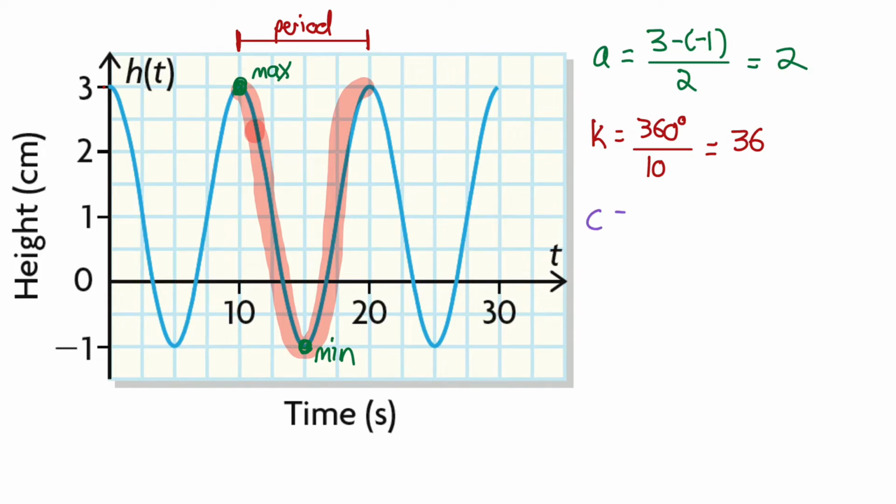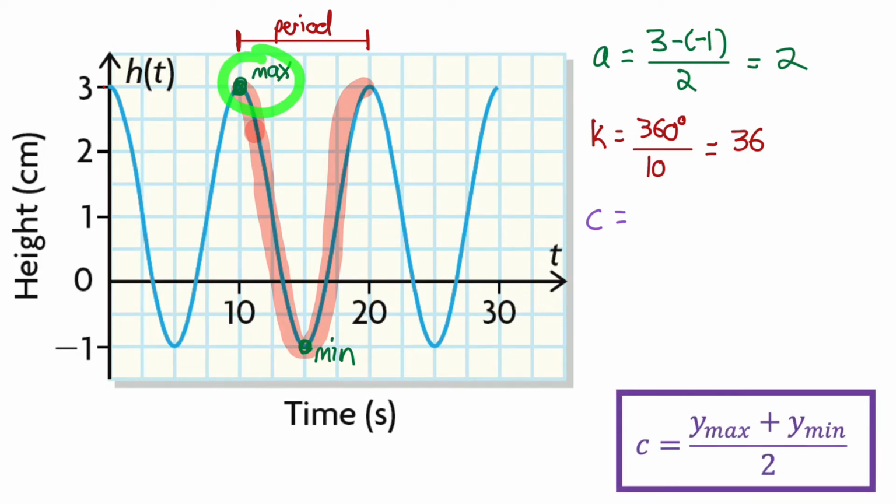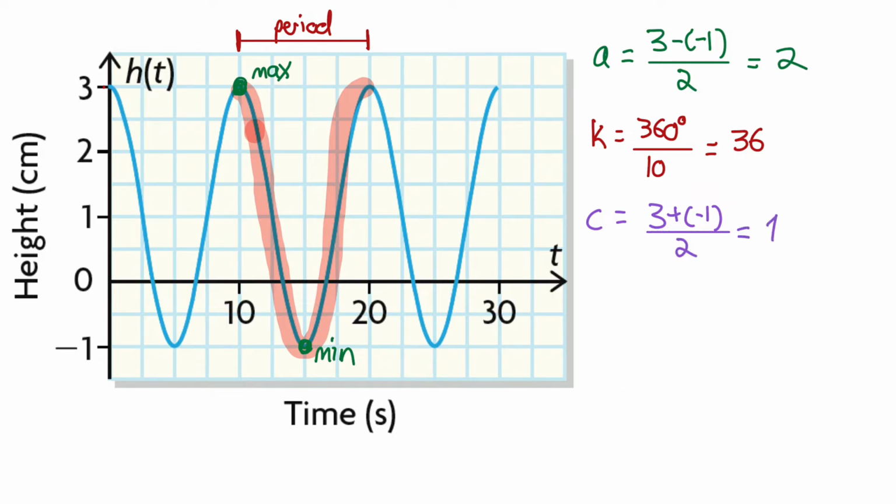Next, we'll do the c value, which is the midline of the function. Since I know it's in the middle of the function, I can find the middle of it by just averaging the max and the min values. So I'll add the y-coordinate of the max and the min together and then divide by 2 to find the average of them. That would be 3 plus -1 divided by 2, which would be 2 over 2, which is 1. Notice if I drew a horizontal line through 1, that is the midline of the function. And the distance from that midline to the max, this distance right here, that's the amplitude of the function.